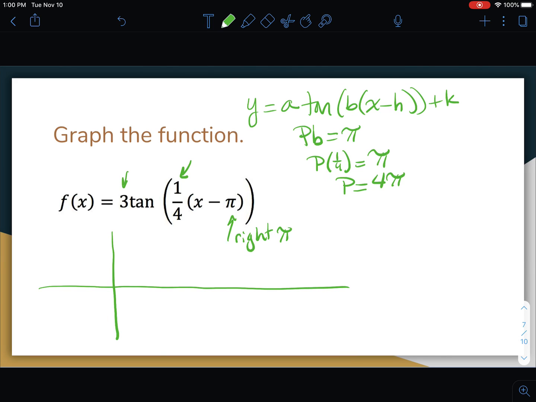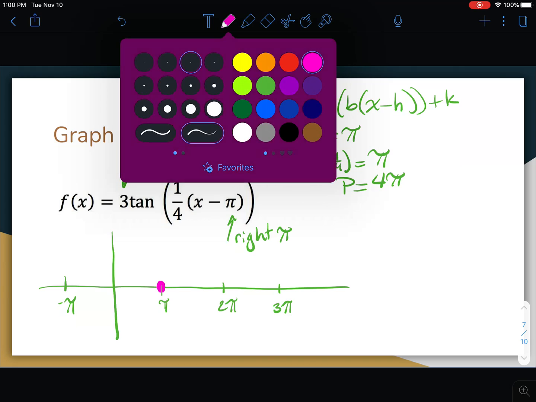So we have all these parameter changes. We definitely want the anchor point to start here at pi. There's no vertical shift, so I can start right here, and that's fine. Let me go ahead and label this as pi, and then 2 pi and negative pi. Okay, I think that'll be good.